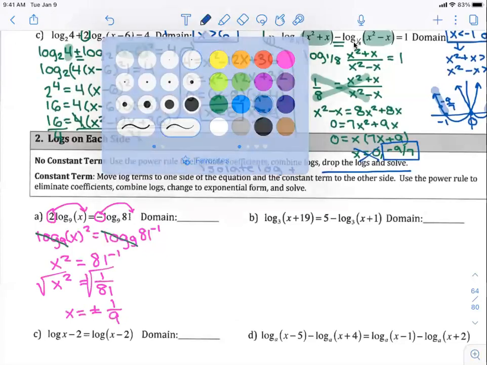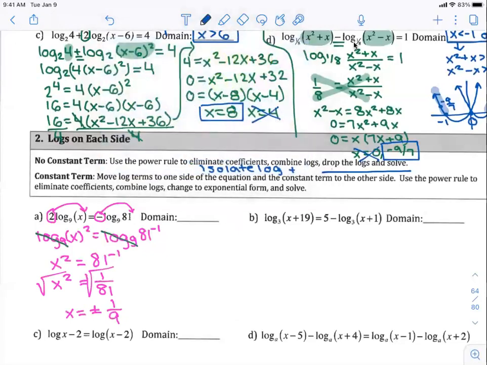Domain, I'm going to do that again in blue. So for the domain, we're going to go ahead and set the input greater than 0. The only input that we have is x. So x is greater than 0. There's really nothing to solve for. That was the only input. The other input was an 81, so you can't do anything. There's not an x there. So the answer is x has to be greater than 0. So your only answer then is going to be x equals positive 1/9. It can't be the negative 1/9. The negative 1/9 should be thrown out.